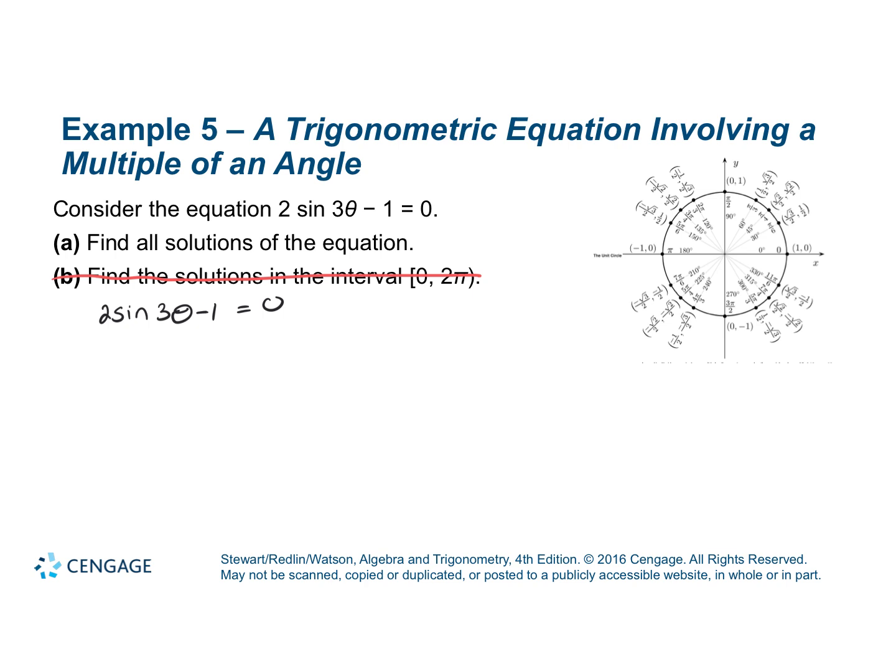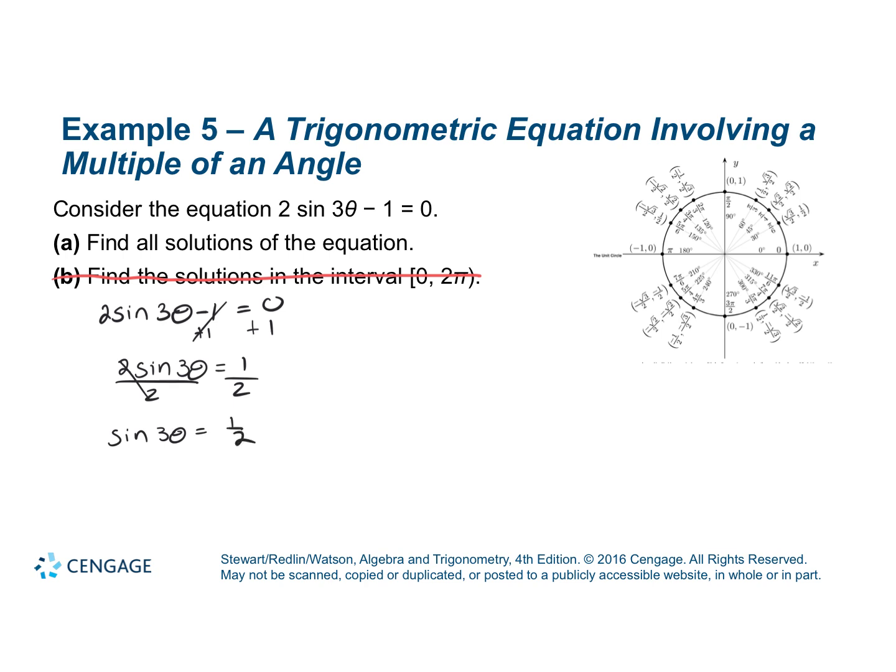I'm trying to solve for sine. The first thing I'm going to do is add the 1, trying to get it by itself. We have 2 sine 3 theta equals 1. Then I'm going to divide by 2. We have sine of 3 theta equals a half.